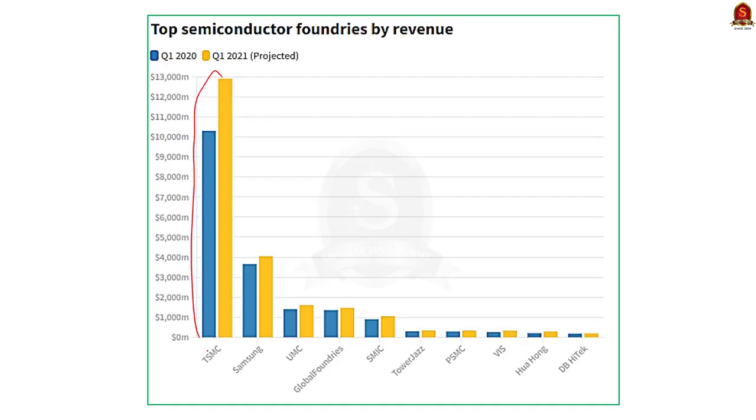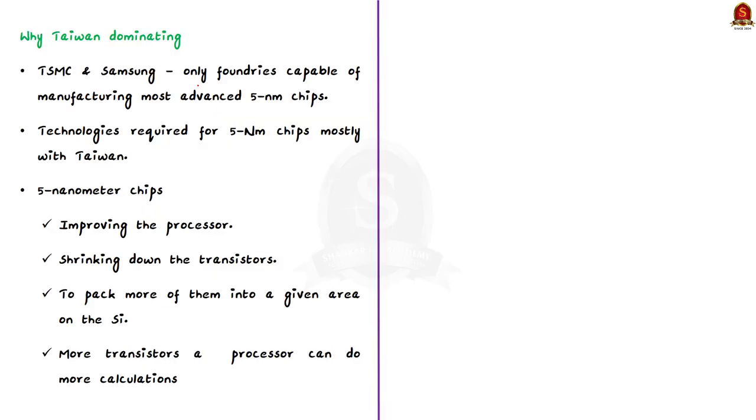Now the question is, why is Taiwan dominating in semiconductor manufacturing? See, currently TSMC and its South Korean rival Samsung are the only foundries capable of manufacturing the most advanced 5 nanometer chips. The know-how of manufacturing minute semiconductors is resting only with these two companies. Thus, we can conclude that the technologies required for 5 nanometer chips manufacturing is mostly with Taiwan. Hence, Taiwan is dominating in semiconductor manufacturing.